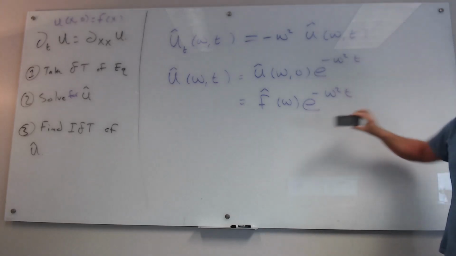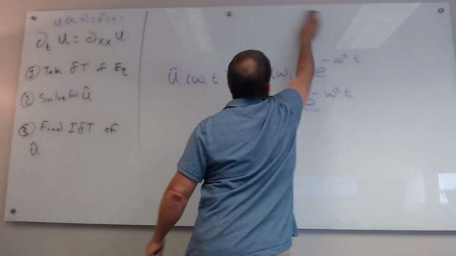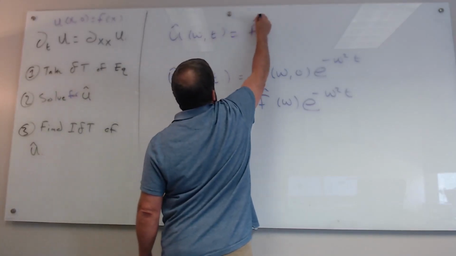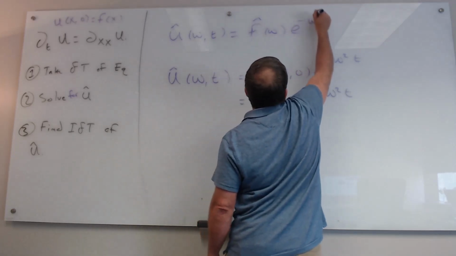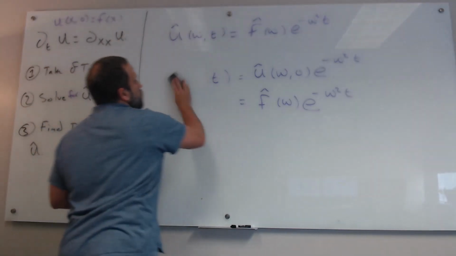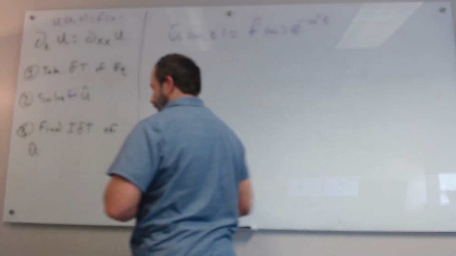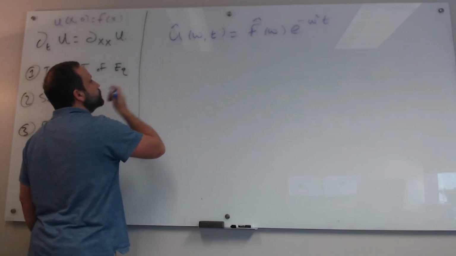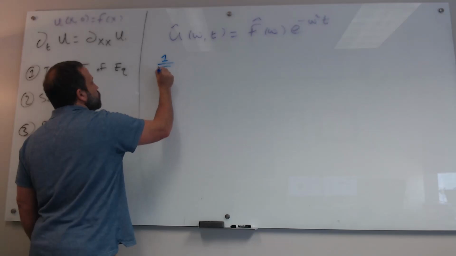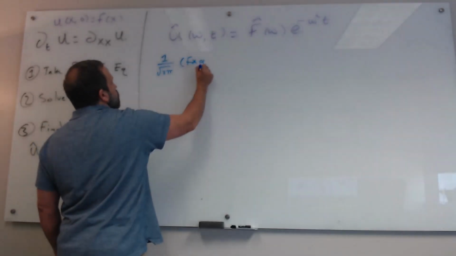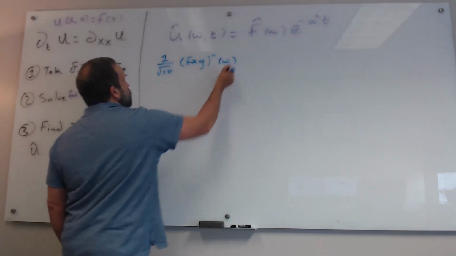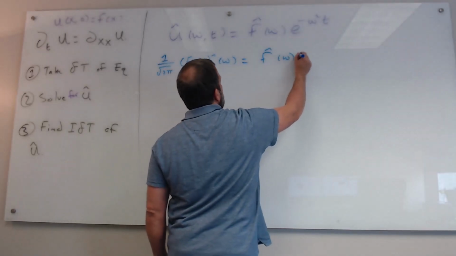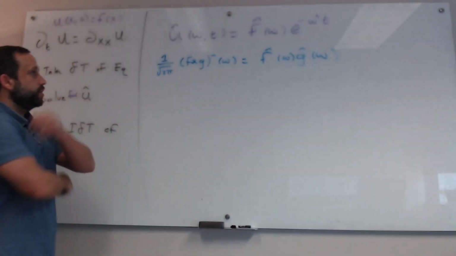Okay, I'm going to erase this part right here and just write the Fourier transform of u. Okay, so we've got the Fourier transform. The Fourier transform of u is equal to f hat of omega times e to the minus omega squared t. And now what we want to do is find the inverse Fourier transform of that. For that, we're going to use this convolution fact. So remember that if we have 1 over the square root of 2 pi times a convolution of f and g, the Fourier transform of that is equal to f hat of omega times g hat of omega.